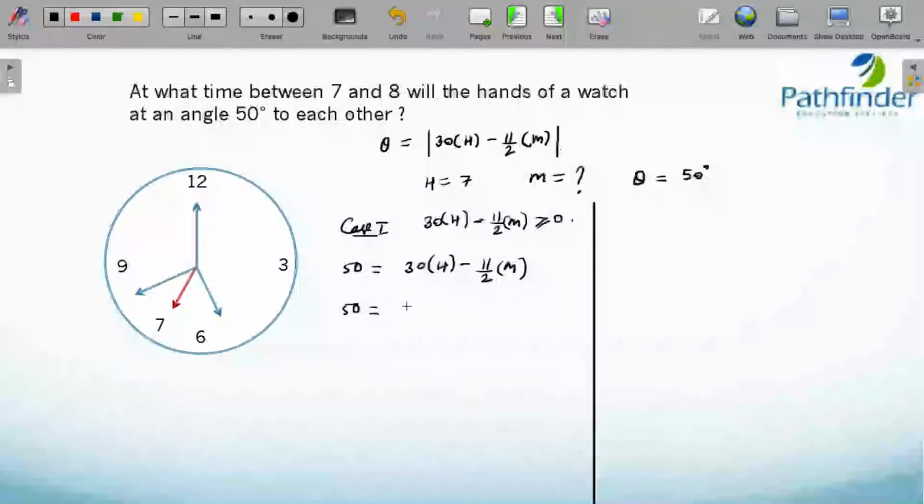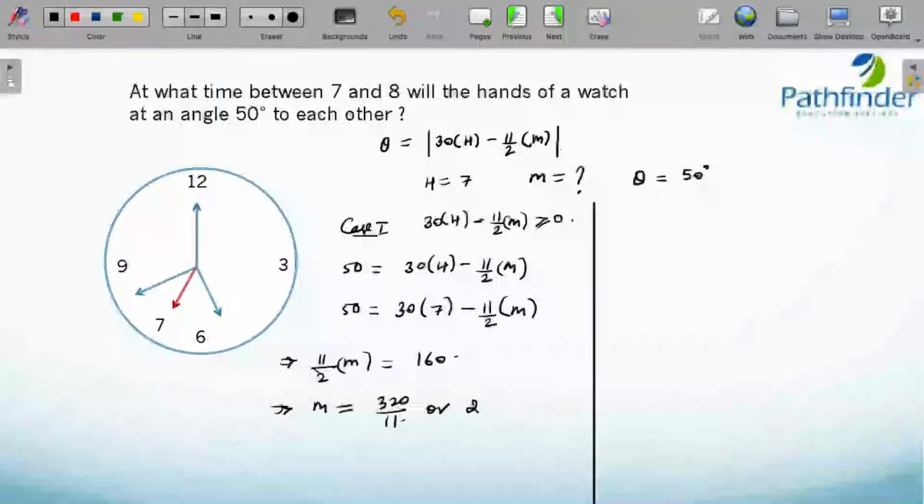So I'll have 50 is equal to 30 into 7 minus 11 by 2 into m, which means 11 by 2m must be equal to 210 minus 50, which gives you 160. So m is equal to 320 by 11. That's one value for m. And 320 by 11 means 29 1 by 11 minutes past 7. Now this is one time.